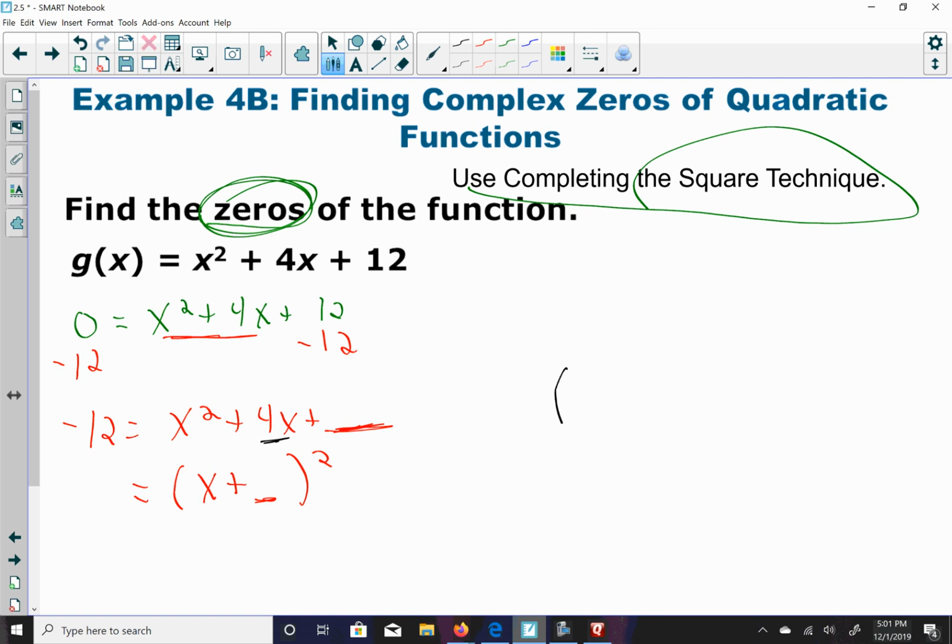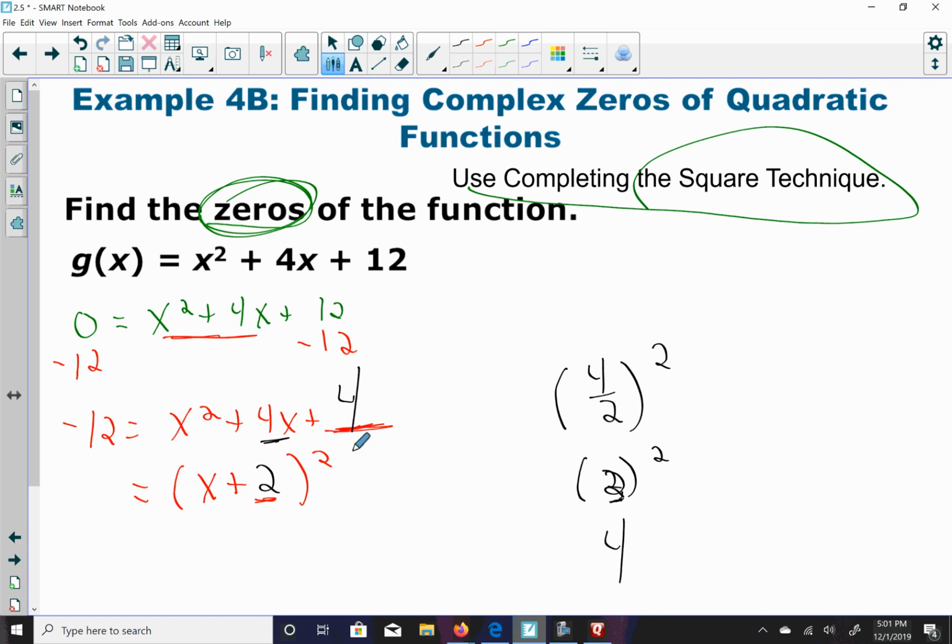So over to the side, I'm going to take 4 and divide that by 2, because you always take half of the middle term. Then I'm going to square that. 4 divided by 2 is 2. The number that I have here is the number that goes here. So I'm going to write this as x plus 2 squared. And when I take 2 and I square it, I get 4. That number goes here.